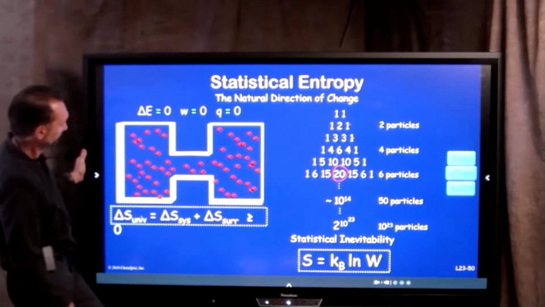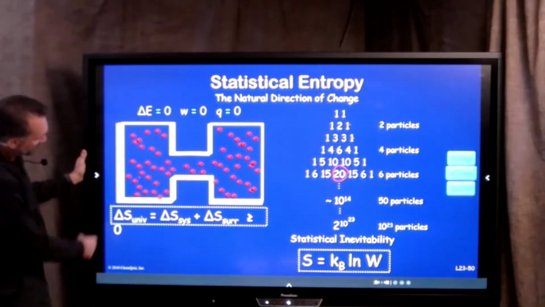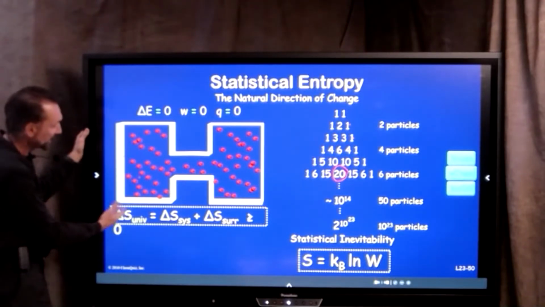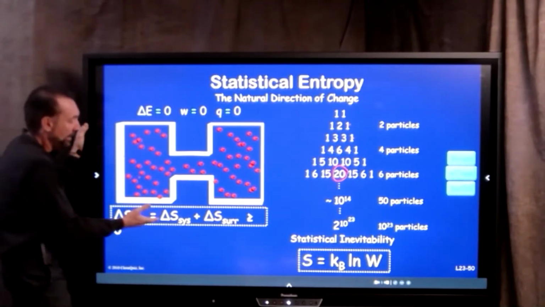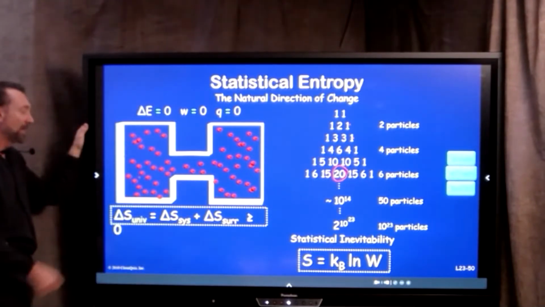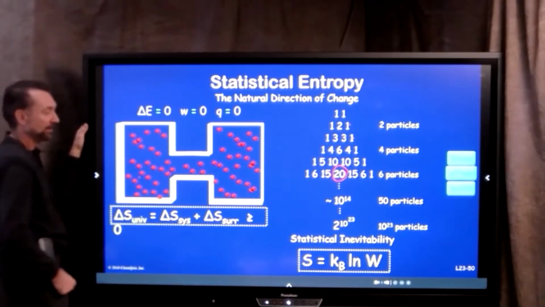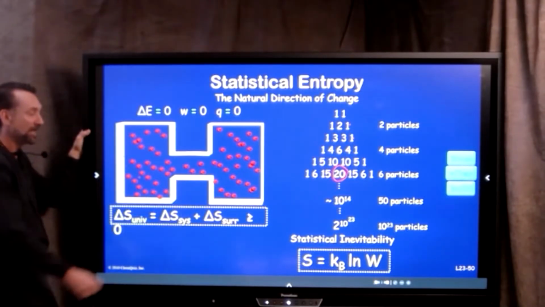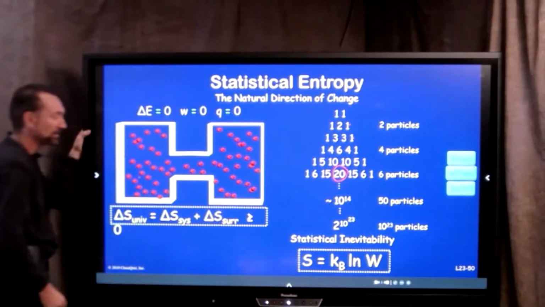Cool. So we're going to define this. Oops, a little bit of a typo there. We're going to find this thing called entropy, and we're going to look at entropy changes between the system and the surroundings. And it turns out the entropy of the universe, the sum of the entropy changes in the system and the surroundings, is always greater than or equal to 0.